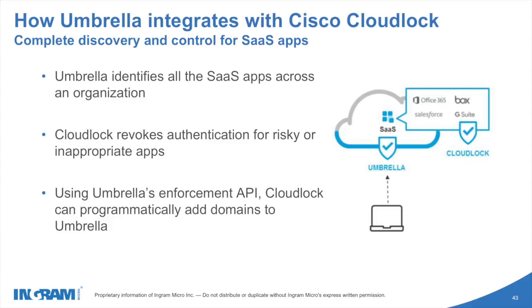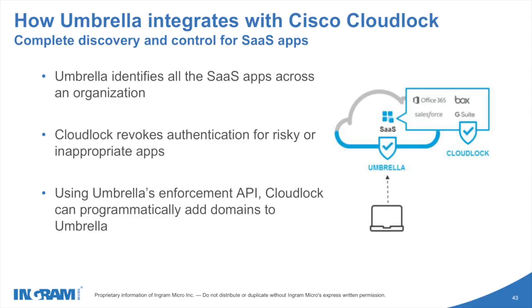Let's see a couple of things about Cisco CloudLock. Together, Umbrella and CloudLock provide visibility and control for access and usage of software as a service applications. The team has worked on an integration that leverages Umbrella's enforcement APIs. So how does it work? Well, independently, Umbrella identifies which SaaS apps are being accessed across an organization, and CloudLock identifies risky or inappropriate app usage and revokes the authentication standard used to log users into apps.